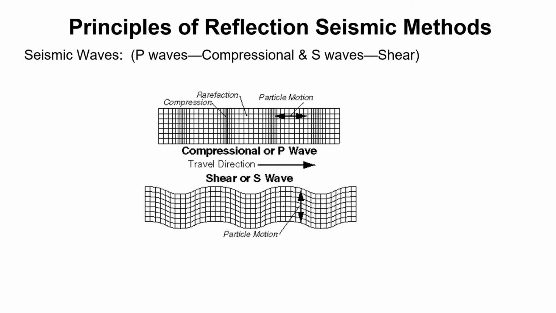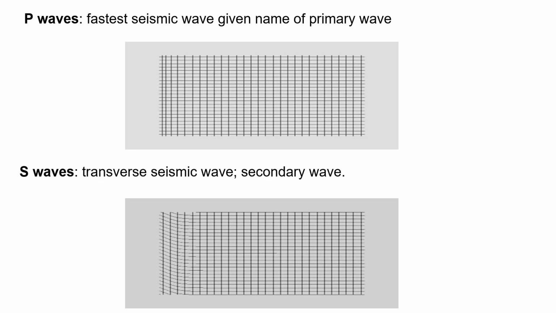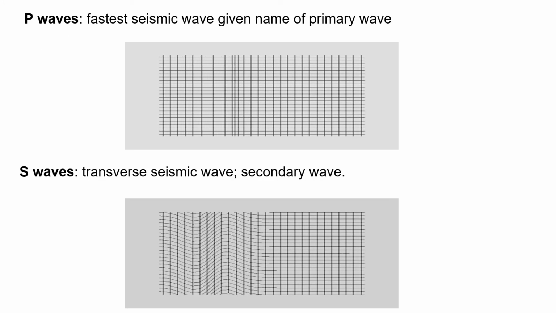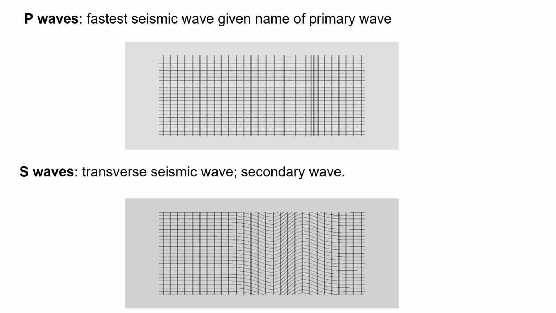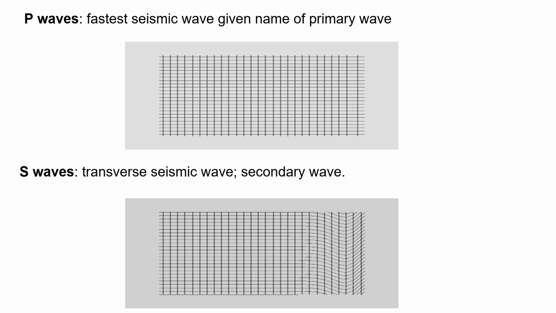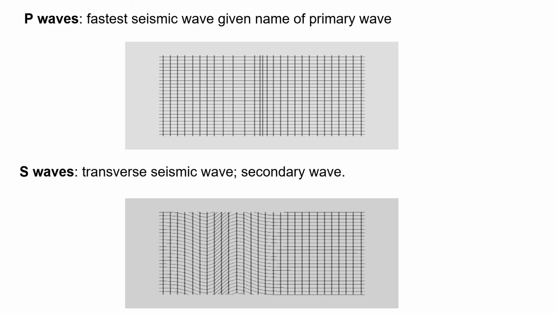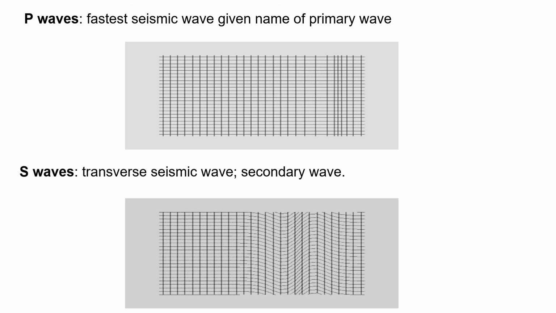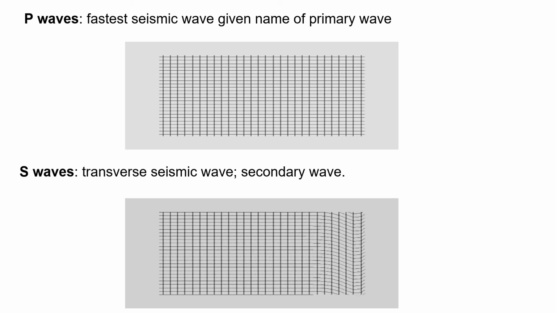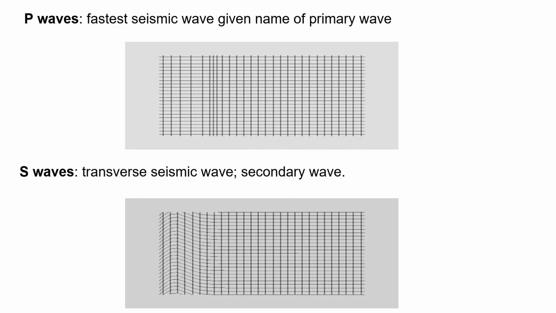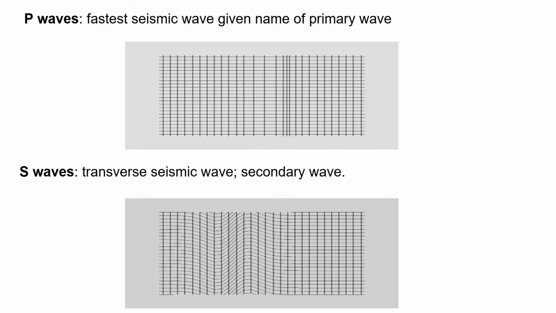Here's actually a way of looking at it in animation. Okay. So our P waves propagate forward. Our S waves propagate forward, but with a transverse motion. P waves are primary, S waves are secondary. P waves are the fastest and the first ones. S waves can be stopped by different densities. For example, P waves work great in water, S waves don't.